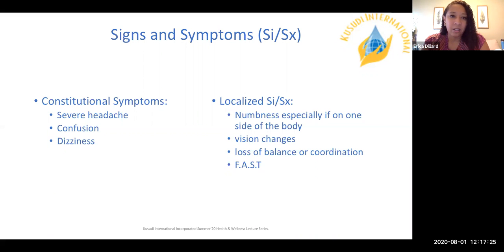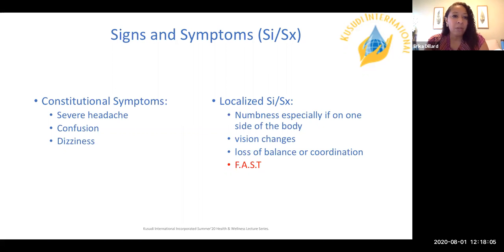So down to the meat of the presentation, since what we were talking about is your ability to recognize signs and symptoms of stroke, I want to touch a little bit about what groupings there are of signs and symptoms of stroke. So first, you may have heard the term constitutional symptoms. This just means symptoms that are non-specific. So a severe headache can be a sign of stroke, but a severe headache can also be a sign of a lot of other things, including dehydration, a migraine. So it's quite nonspecific, as is confusion or dizziness.